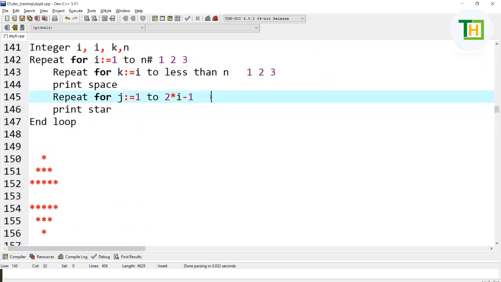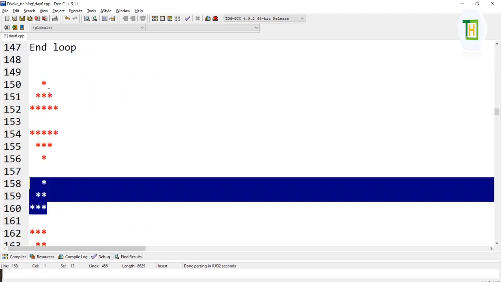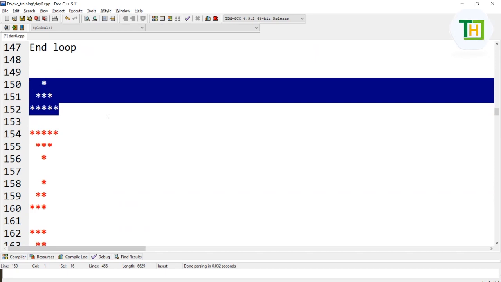For example, i is equal to 2, then 2 into 2 minus 1, that means 4 minus 1, that is going to be 3 stars. That means instead of printing 2 stars, it is going to print 3 stars. That's why the answer is going to be A here.